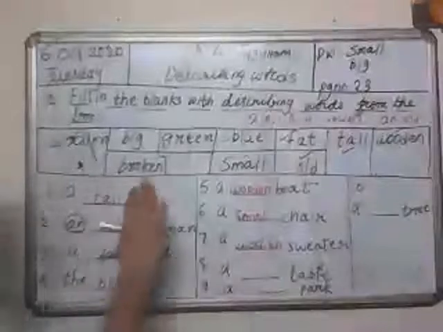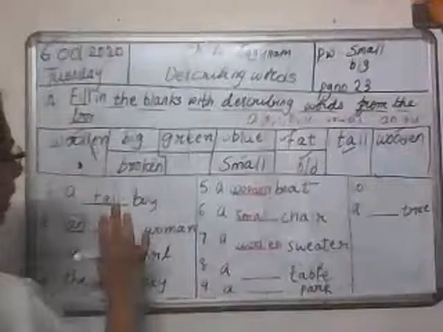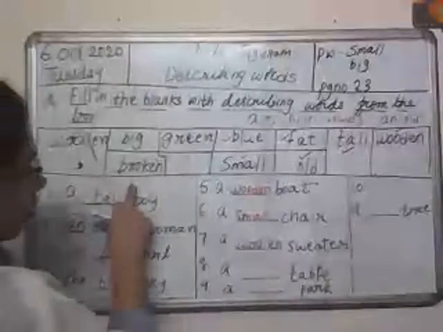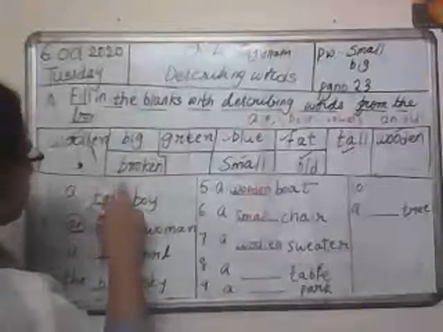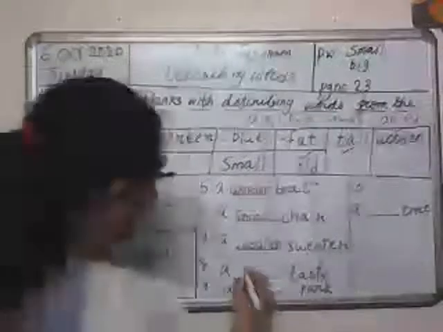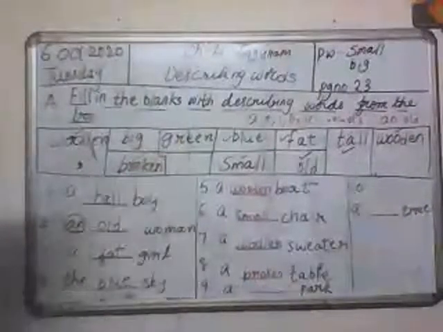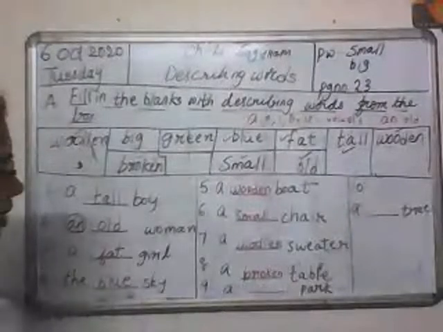So what are the options available with me? Broken is there and big is there. Here I have park and tree also. So let me take a broken table. I'm taking a broken table. Okay. And let me see number 9 and number 10.